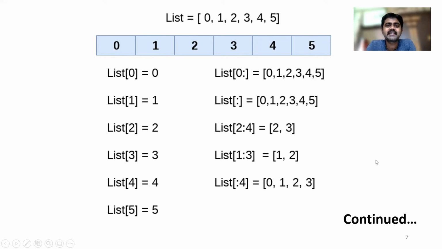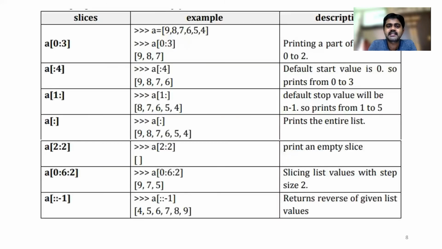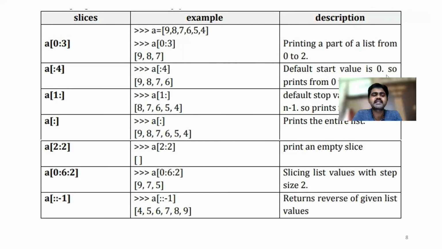Okay, so what is slicing here? Making a large list into sub lists. Okay, so that is what slicing is all about. Okay, so we can see different examples here. First, a[0:3]. So my list is 9, 8, 7, 6, 5, 4. So 0 is to 3 in the sense your start is 0 and stop is 3. That means we'll include up to 2, so that means 0, 1, 2. So what is there in 0, 1, 2 indices? We have 987. So output is 987. So printing a part of a list from 0 to 2.